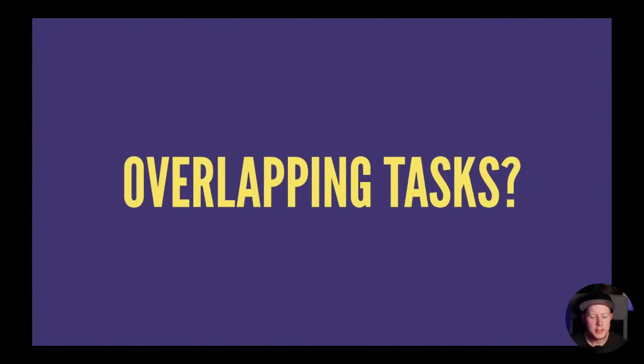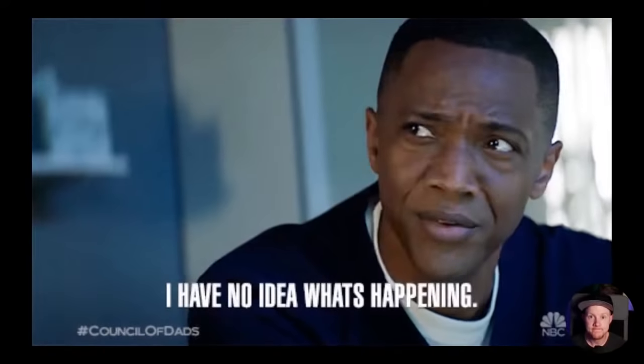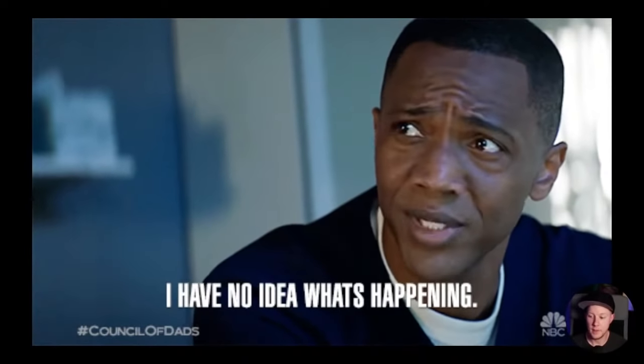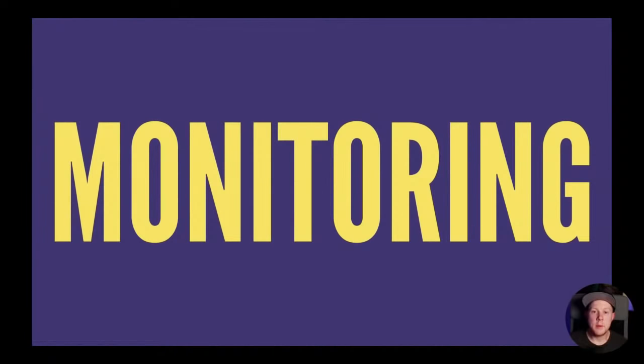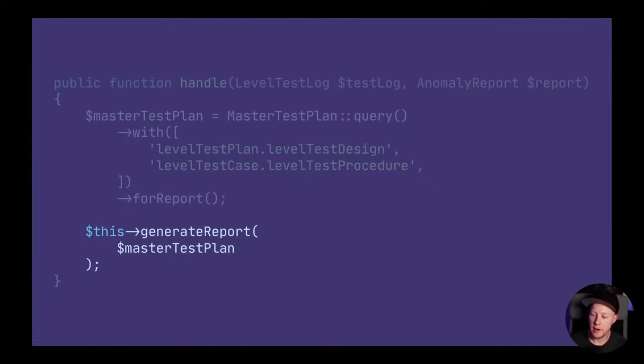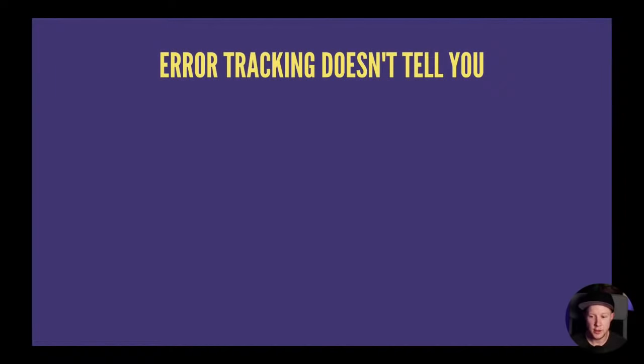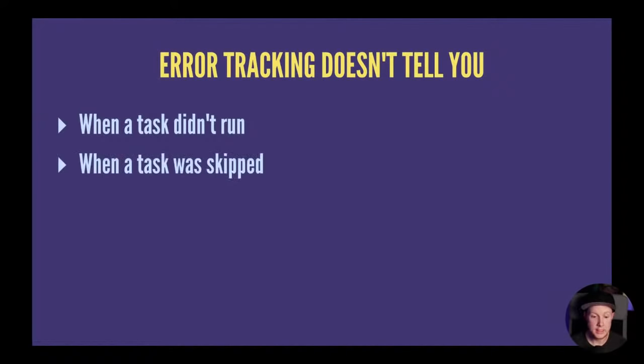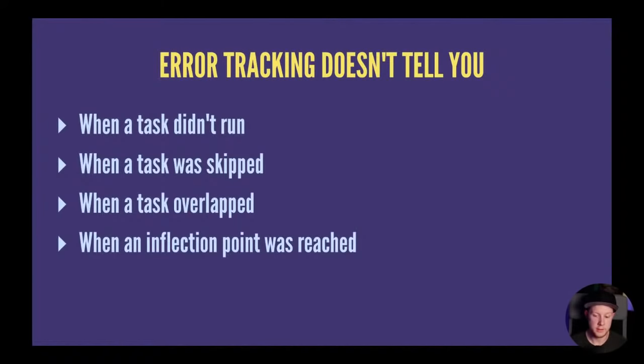What about overlapping tasks and inflection points? I didn't know. This is where monitoring comes in, right? Monitoring is not error tracking. Error tracking tells you when something went wrong. Error tracking tells you if the generate report method threw an exception. But error tracking doesn't tell you when a task didn't run. It doesn't tell you when a task was skipped. It doesn't tell you when a task overlapped. And it doesn't tell you when an inflection point was reached.